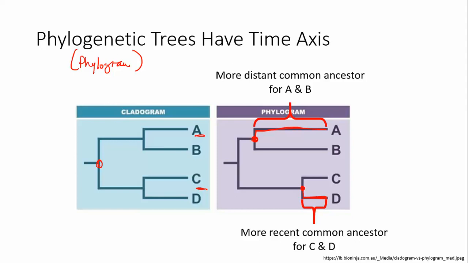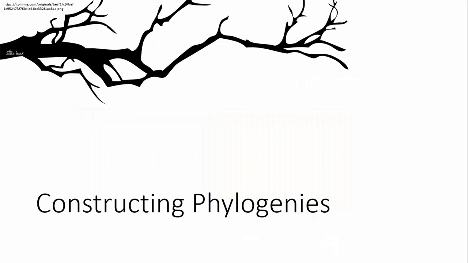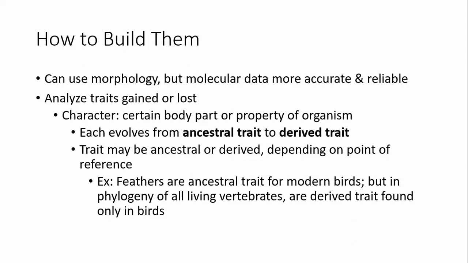Usually you'll be told whether you're looking at a cladogram or at a phylogenetic tree. So let's look at how you construct these. You can use morphology, basically how something looks, how the body parts work and fit together, which is sometimes all we have, especially for fossil evidence. But if you have access to molecular data, it's a lot more accurate and a lot more reliable. So one thing you can do is you can build a phylogenetic tree based on what traits were gained or lost.